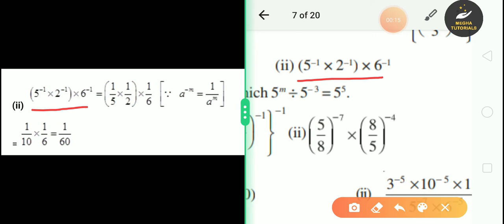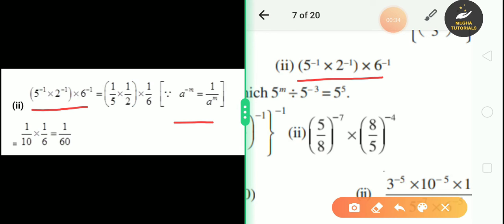So first step is 5 raised to minus 1 into 2 raised to minus 1 into 6 raised to minus 1. Then using a raised to minus m is equal to 1 upon a raised to m, we can write 5 raised to minus 1 as 1 upon 5, 2 raised to minus 1 as 1 upon 2 and 6 raised to minus 1 as 1 upon 6.